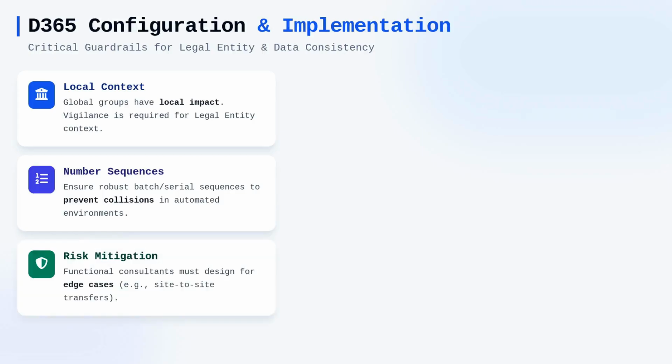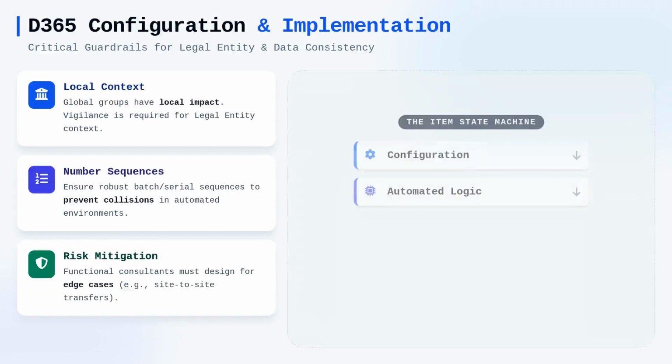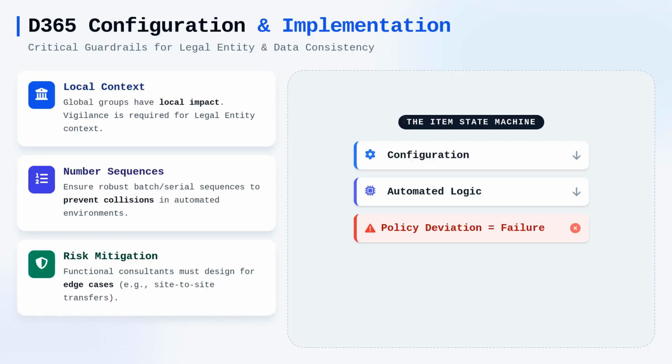When you deploy these configurations, you are effectively building a state machine for every item. Any deviation from policy means that automated processes, like master planning or warehouse work generation, might fail to execute as expected. Consequently, a functional consultant's role is to ensure these groups are designed with edge cases in mind, such as how an item might behave during a transfer order between two sites with different dimension group settings.